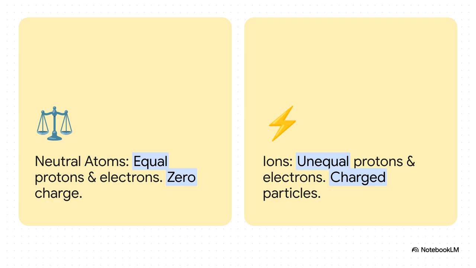But atoms can easily gain or lose these ultra-lightweight electrons. And when they do, they become electrically charged, which is what we call an ion. Lose an electron, and you get a positively charged cation. Gain an electron, and you become a negatively charged anion.